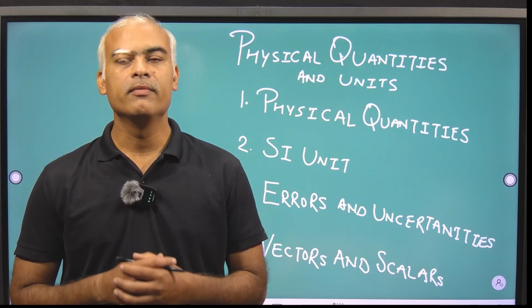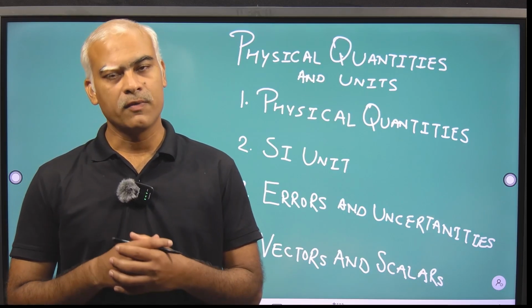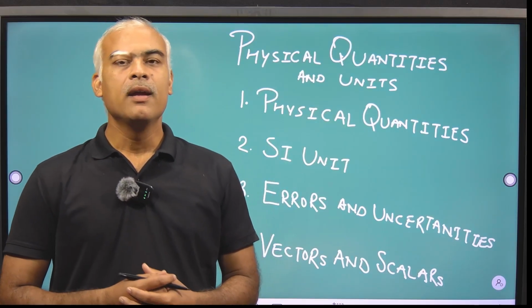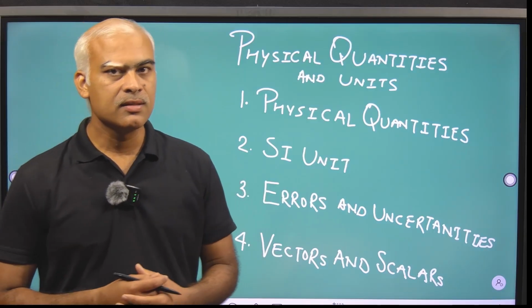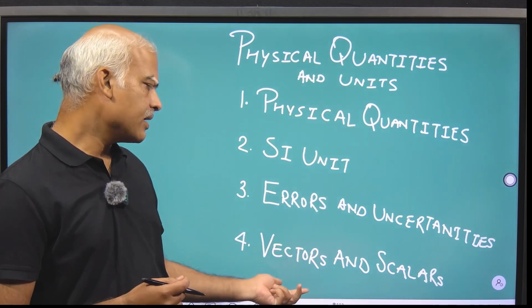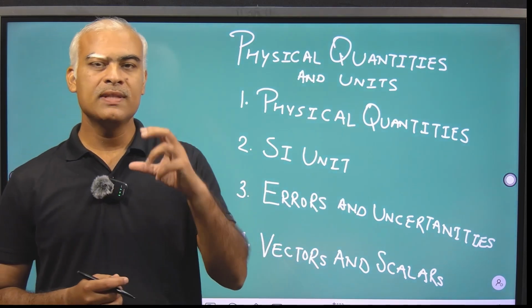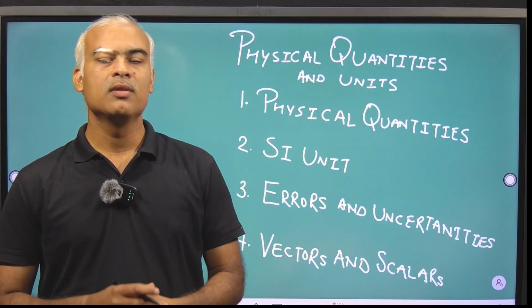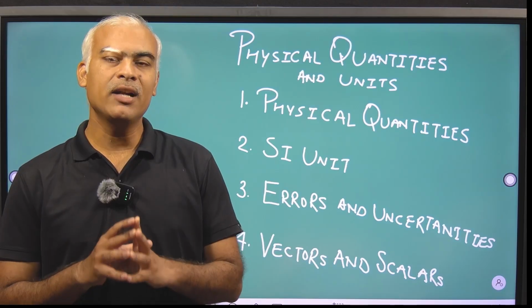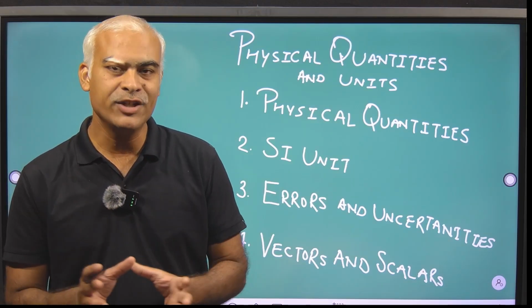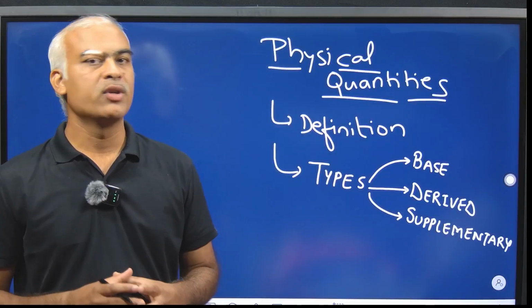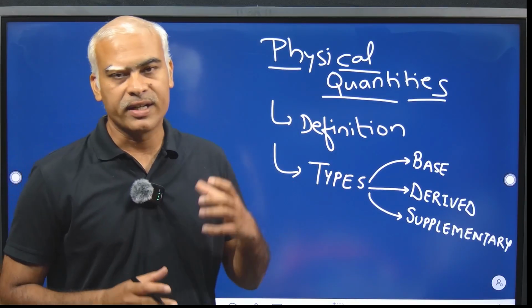I'm starting with a topic that is of your first unit, and it is physical quantities and units. In this unit, we have four parts: physical quantities, the SI unit, errors and uncertainties, and vectors and scalars. So this is an introductory video just to brief you on what we are going to have in our unit, and you will get to know the outline of each topic in this video. So let's start. The first subunit of this particular unit is physical quantities.